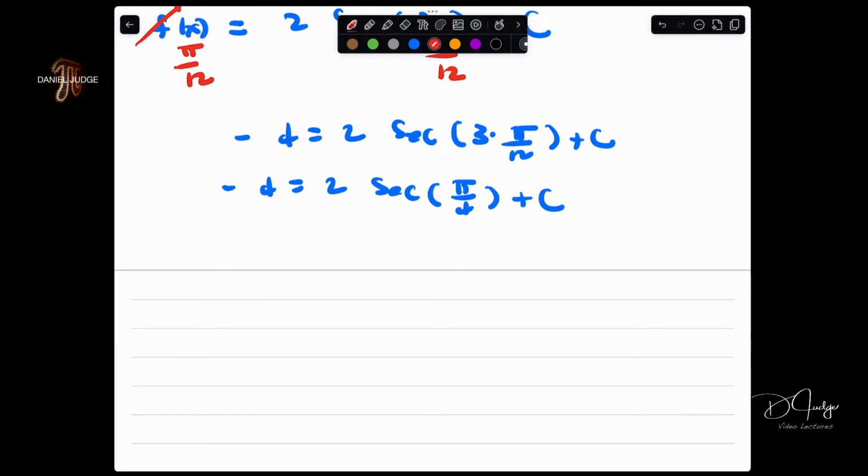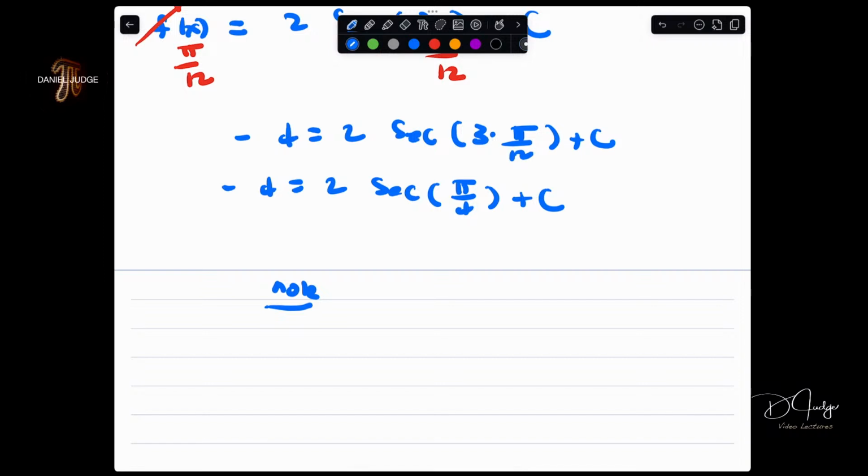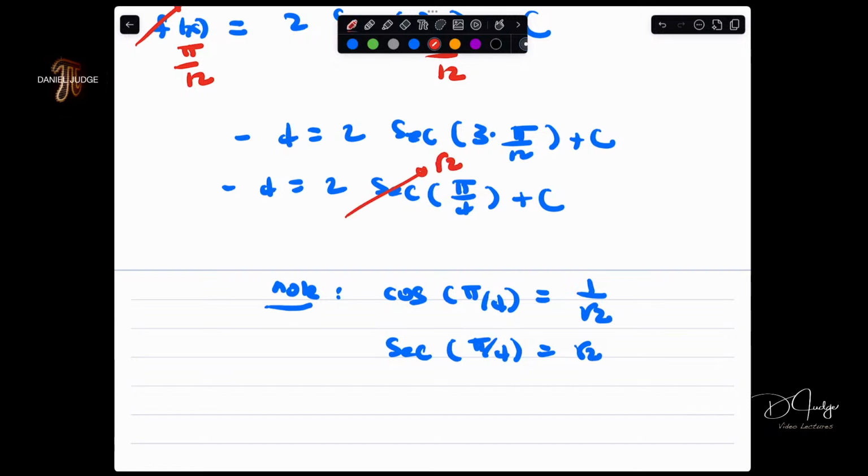The question is going to be, what is secant 45 degrees? Now, I want you guys to note something. Let's note that cosine pi over 4 is 1 over the square root of 2. So secant is the reciprocal of that, so that's just the square root of 2. So negative 4 is 2 square root of 2 plus c, which means c will be, if I subtract, oops.